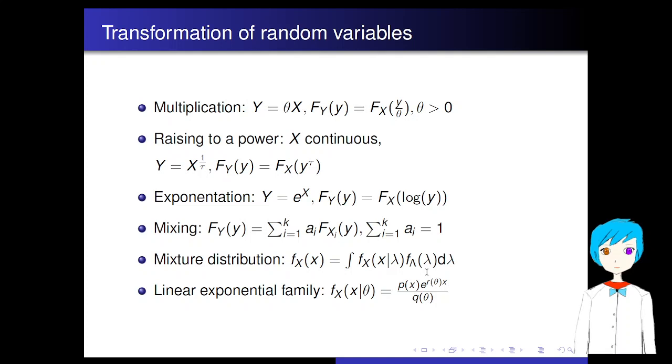An example would be the linear exponential family. So here theta is the parameter and fx of x conditioned on theta is p of x times e to the power r of theta times x, divided by q of theta. So it's often used to generate the mixture distribution.